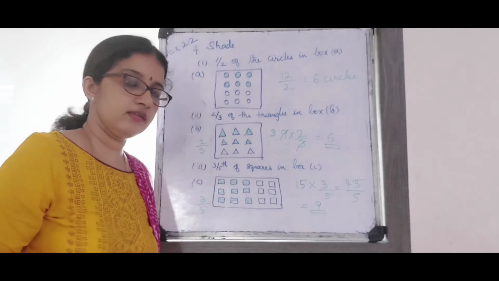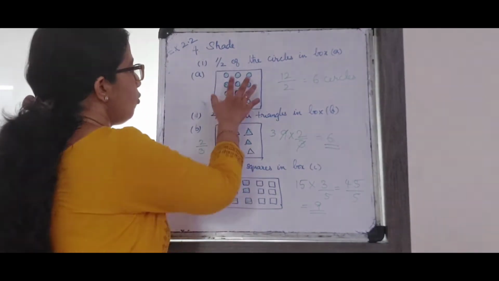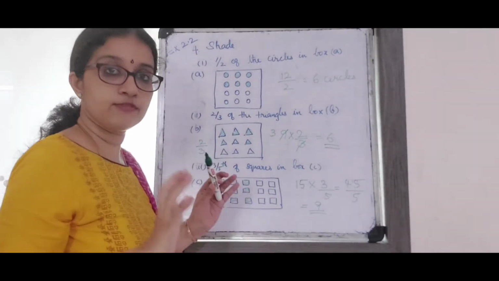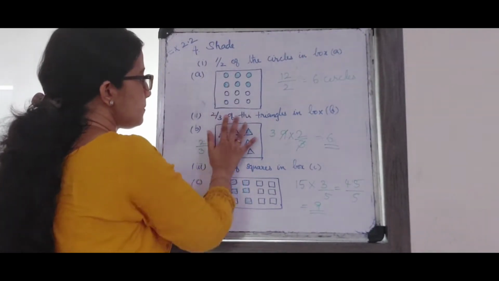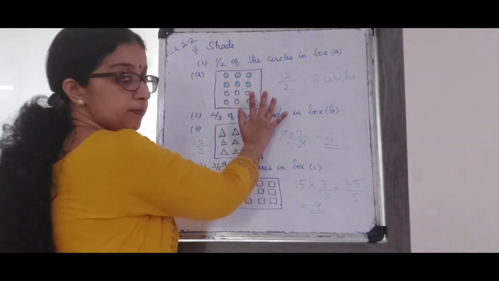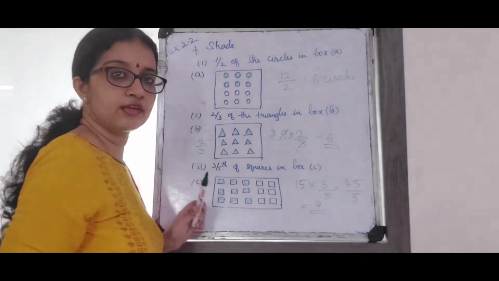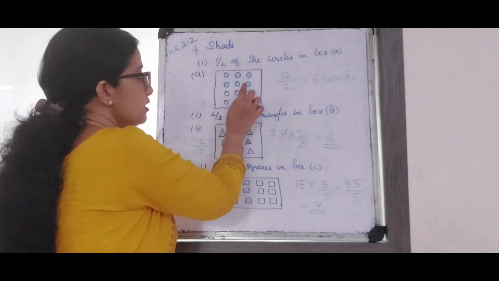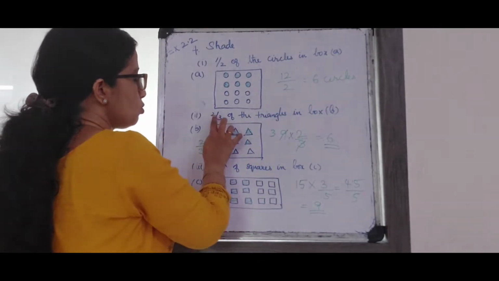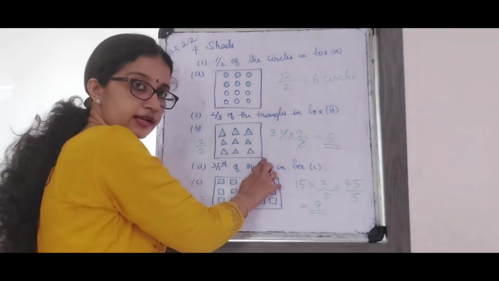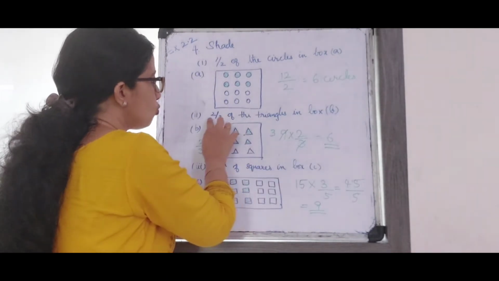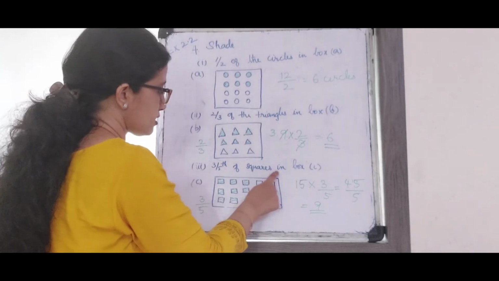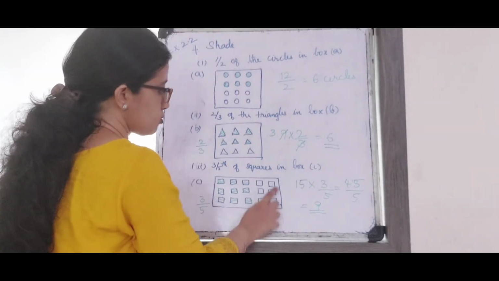Okay, did you understand? If you are confused with the second method, you just go ahead with the first method, that is, count the number of shapes inside the box and just multiply it with the fraction which they have given. Okay, half of the circles means there are 12 circles in this box, half of 12 is 6 circles. 2/3 of the triangles means there are 9 triangles, so 9 into 2 by 3, you will get 6. Okay, similarly 3/5 of squares means there are 15 squares in this.